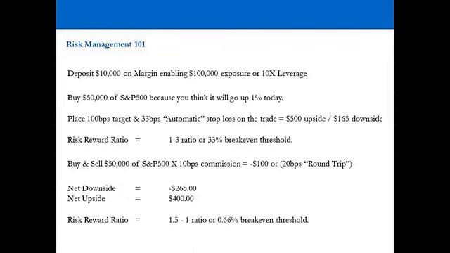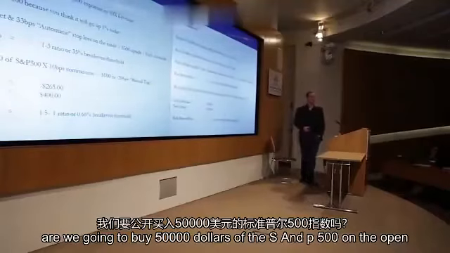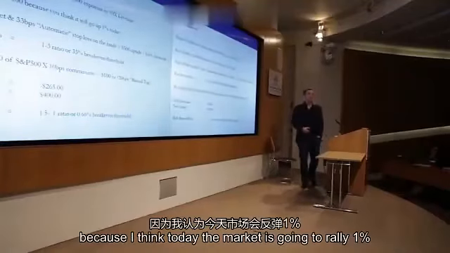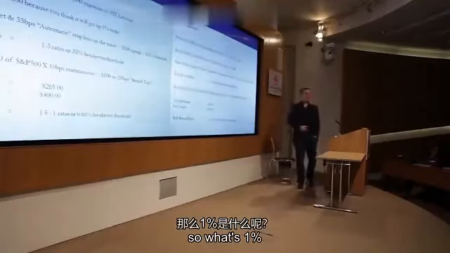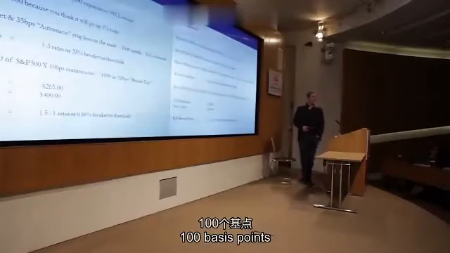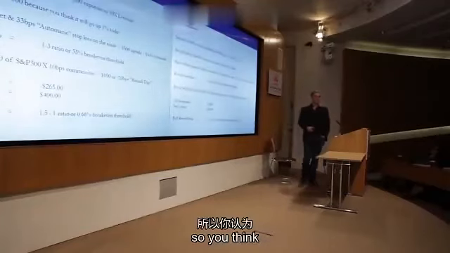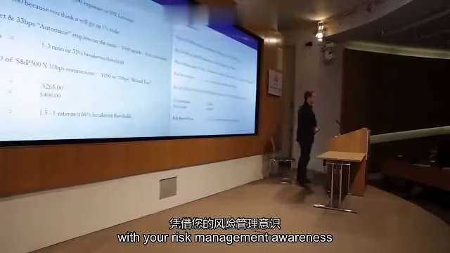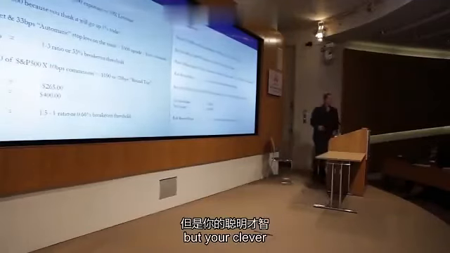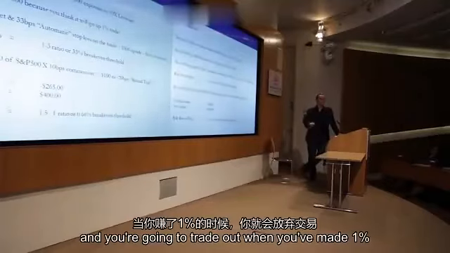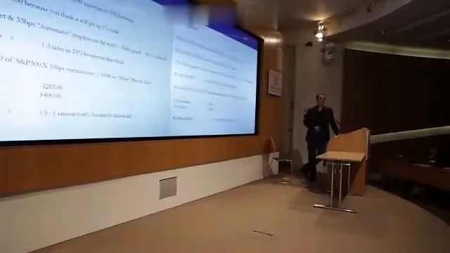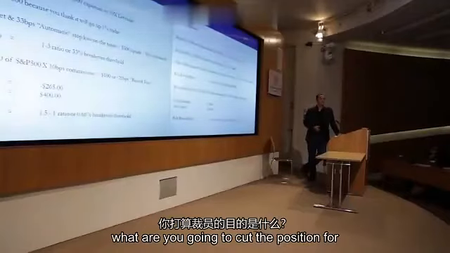So you decide, okay, today I'm feeling really clever. I'm going to buy $50,000 of the S&P 500 on the open because I think today the market's going to rally 1%. So what's 1%? 100 basis points. So you think with your risk management awareness that you're clever. So if you have a 1% target and you're going to trade out when you've made 1%, if it goes wrong, what are you going to cut the position for?